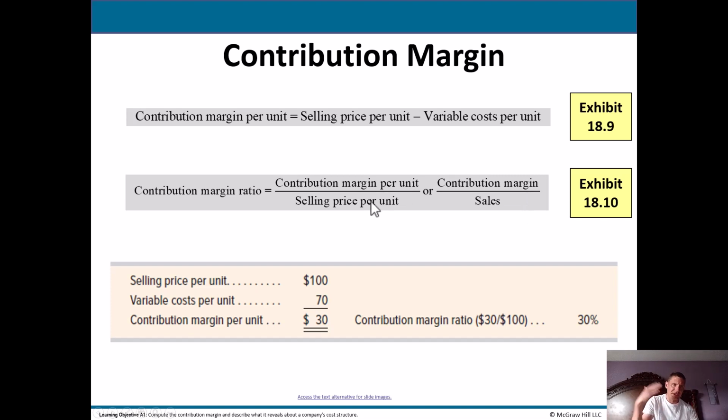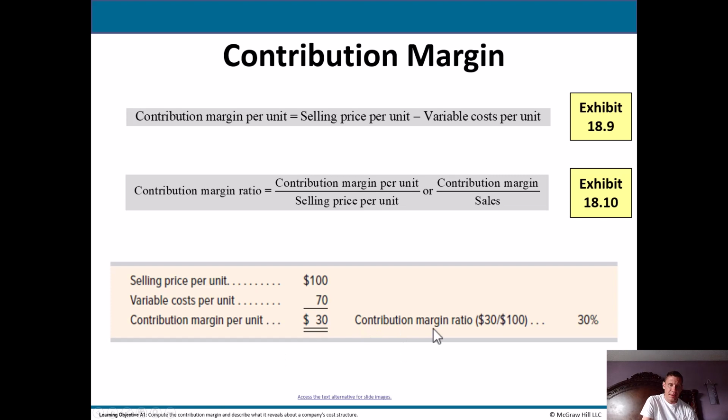And you can do it on a per unit basis, or on a dollar amount basis. Either way is fine. By way of a quick example, selling price per unit is $100. Variable cost per unit is 70, so we have a contribution margin (CM) per unit of 30. It's called that because it's what I have left over after variable costs to contribute to covering my fixed costs, and once they're covered, going toward operating income.